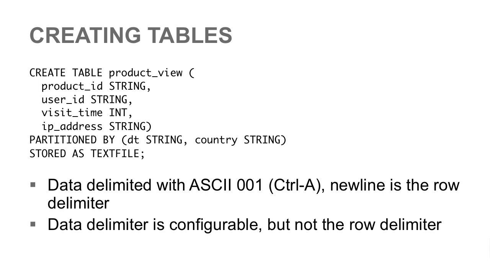Now, let's see something practical. How would we create a table in Hive? We are going to create a table that can be used by an e-commerce system, and this keeps track of product views. So we have some product ID, the user ID, time of the visit, and the IP address. We will show here how we do partitioning: by the date and by the country. This table is going to be stored as a text file. In Hive tables, we use the ASCII character 001, which is Control-A, for delimiting data, and new line is the row delimiter. You can also configure your data delimiter.